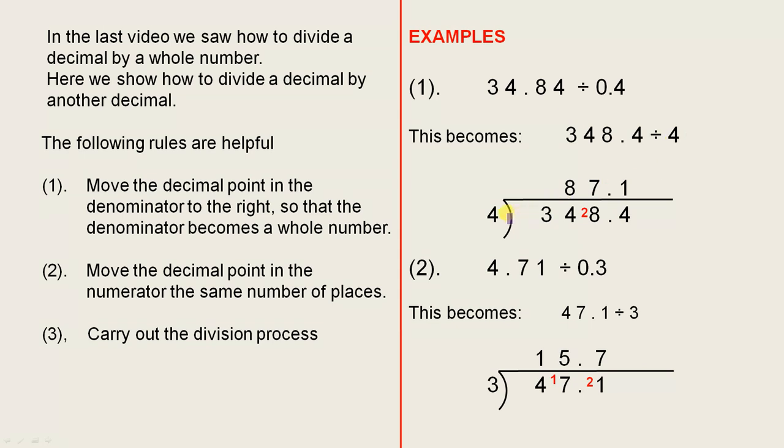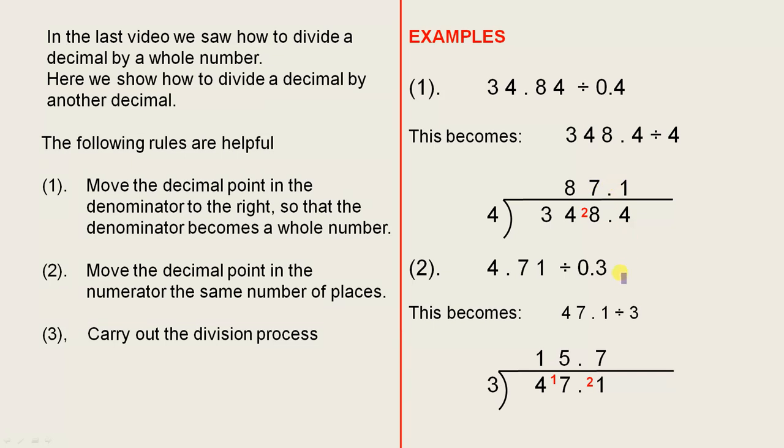So here's our new division, which will yield the same answer, because we've done the same calculation with the numerator and the denominator, so the value of the fraction becomes the same. So 4 divided into 348.4. 4 into 3 doesn't go. 4 into 34 goes 8, 2 left over. 4 into 28 goes 7. Put down the decimal point. 4 into 4 goes once. So the answer is 87.1.